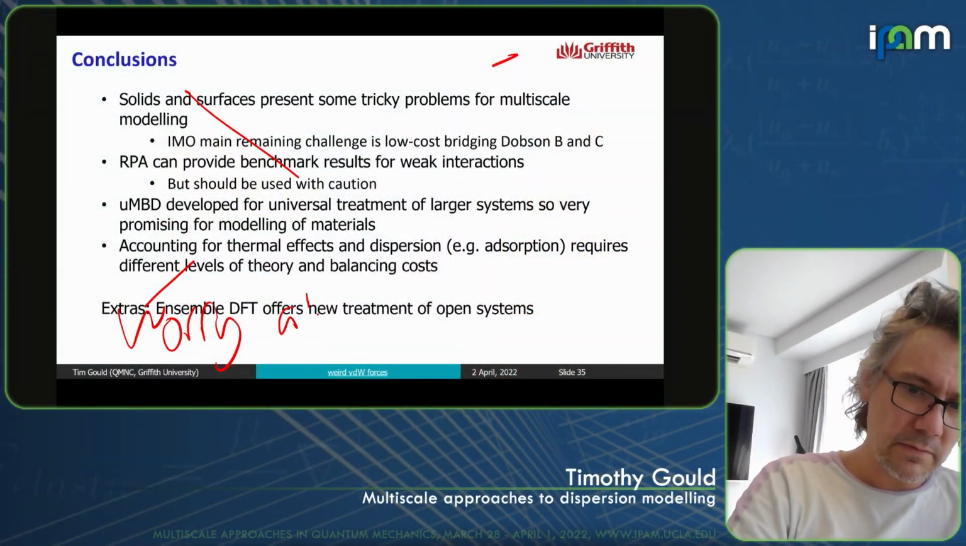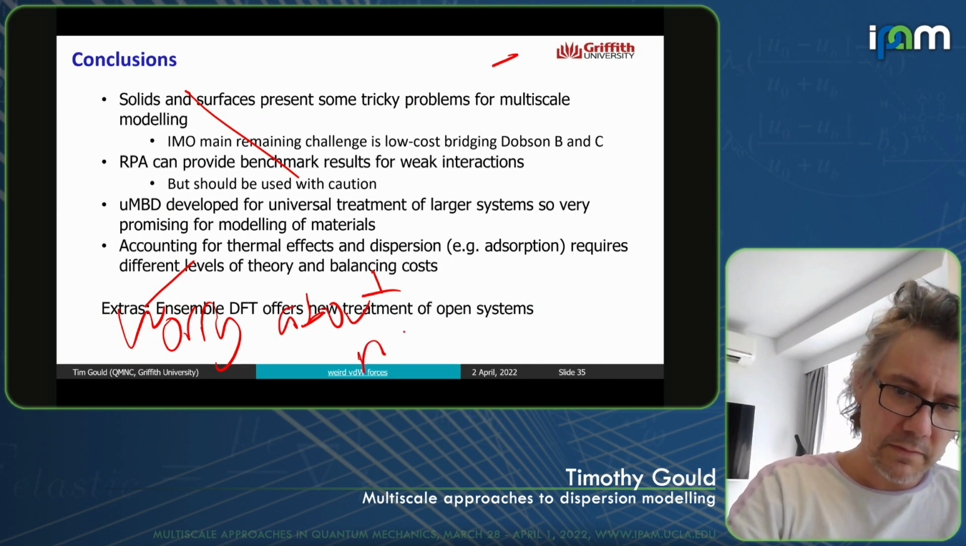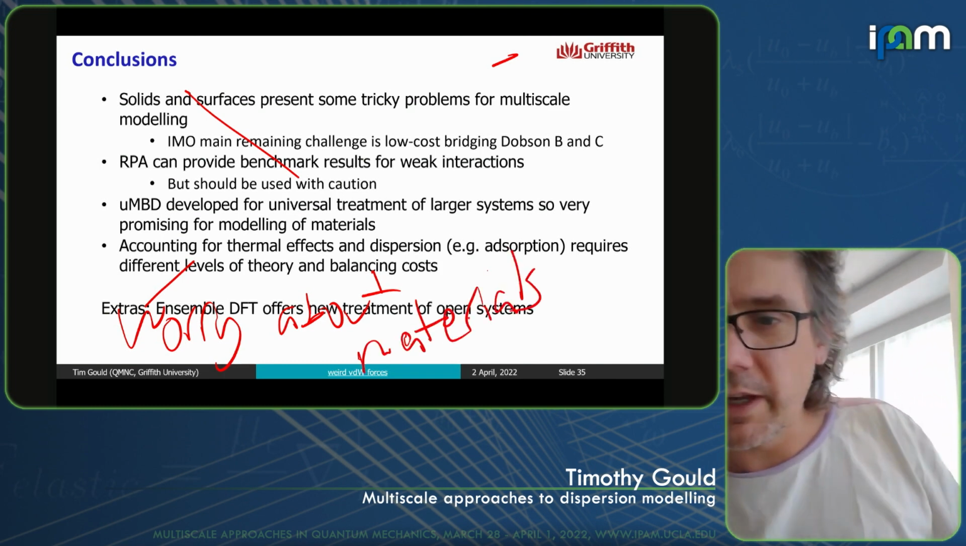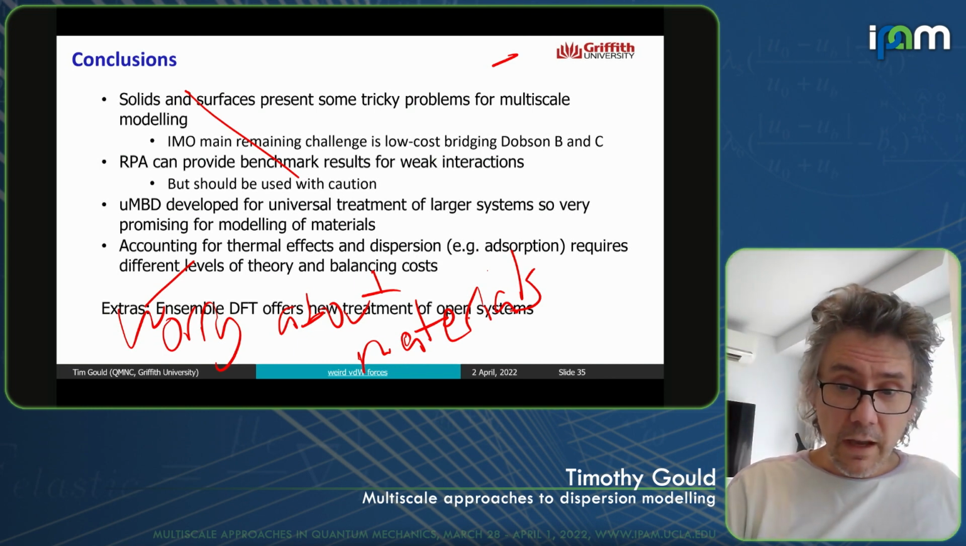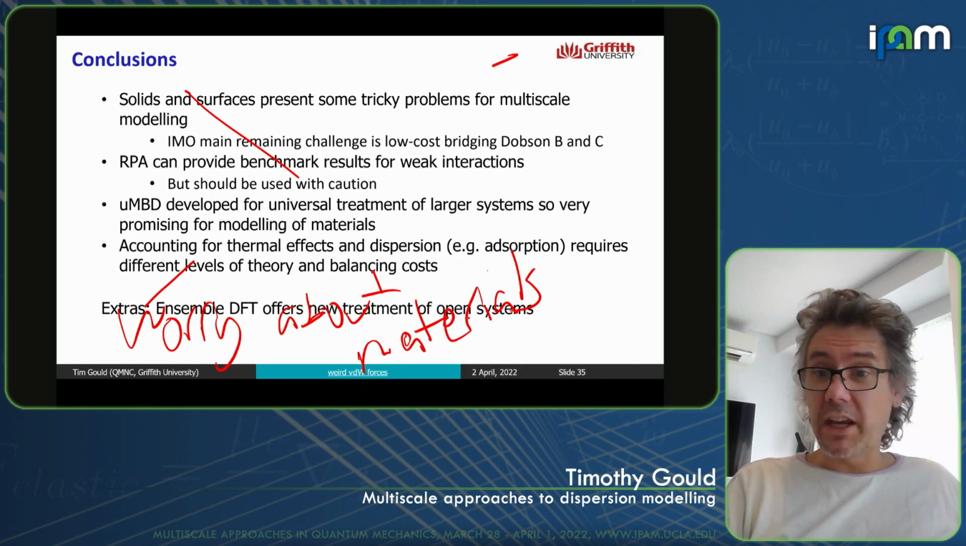So conclusions, basically, we do need to worry about materials. Okay, so that's my conclusion. Just cross that out. Worry about materials. This is essentially what I do at the end of lectures when it's late on a Friday. Thank you all.